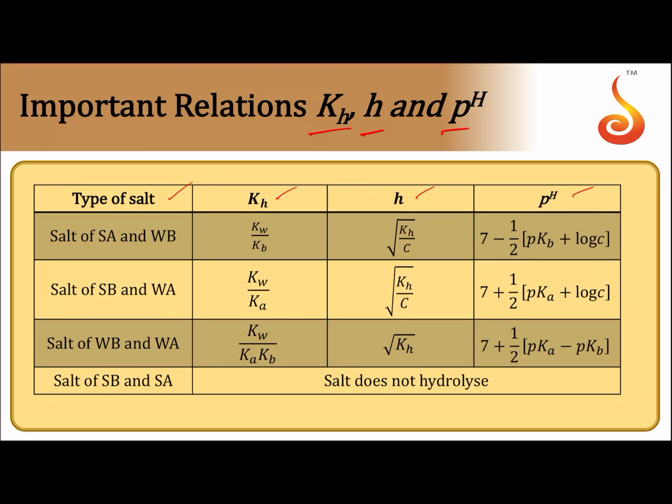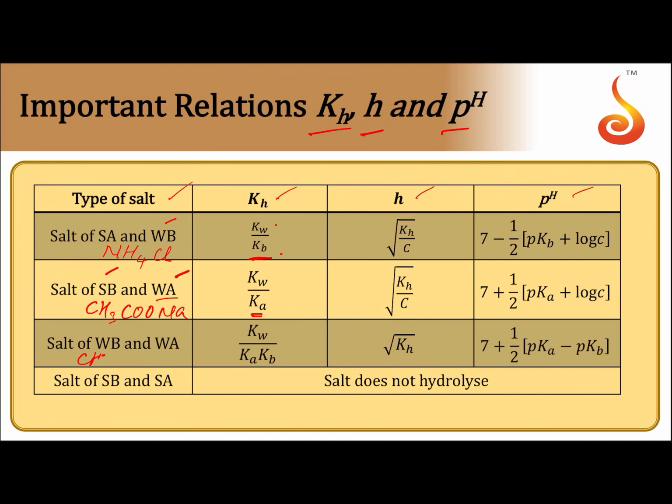When you take a salt of a strong acid and a weak base, suppose something like ammonium chloride, so strong acid and weak base, remember the Kh formula: in the denominator we are going to get Kb. So Kw by Kb. And if you take a weak acid, then Ka comes. For example, you can take sodium acetate, a salt of a strong base and weak acid. So weak acid, so Ka comes here.